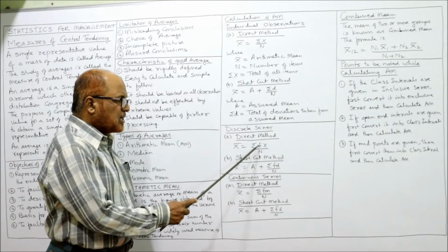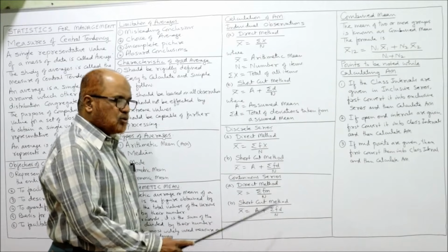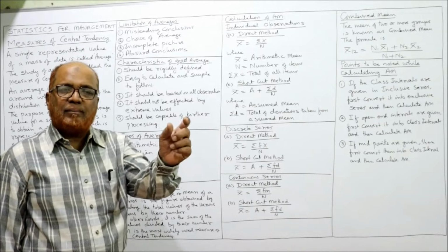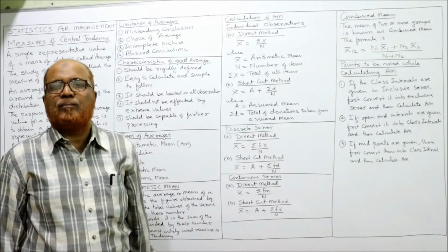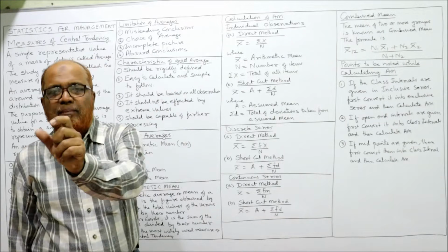Here we have taken summation fx by n. Here I am taking summation fm by n. Mid values. M means mid values. Upper limit plus lower limit divide by 2. Like 0 to 10. So lower limit is 0, upper limit is 10.